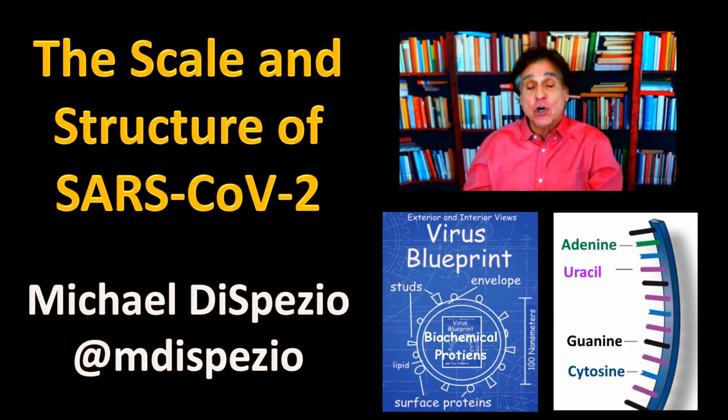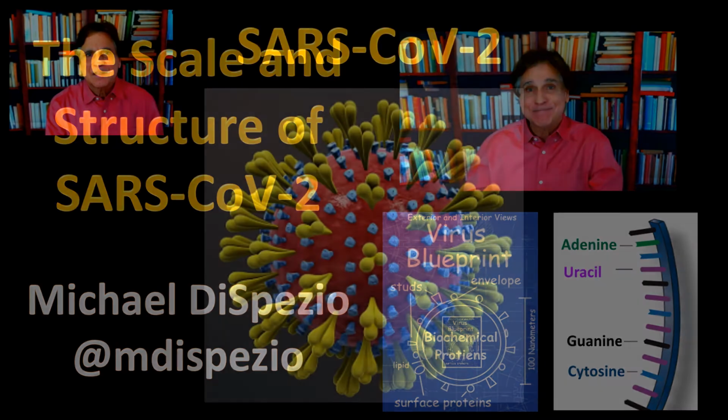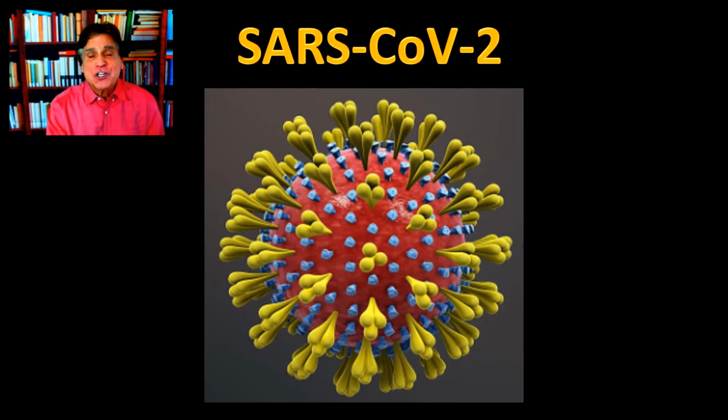In this short lesson, I'd like to address the structure of SARS-CoV-2, the virus that causes coronavirus disease. This is an artist's interpretation of what SARS-CoV-2 looks like. This virus particle, which scientists prefer to call a virion, has certain features that we're going to examine.